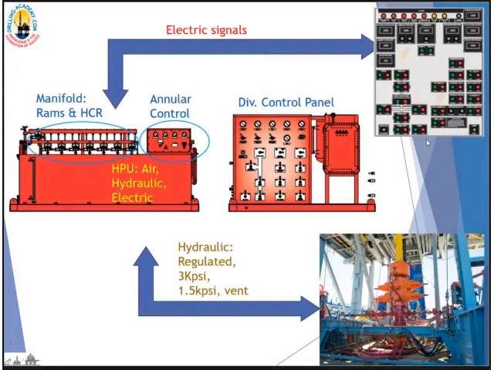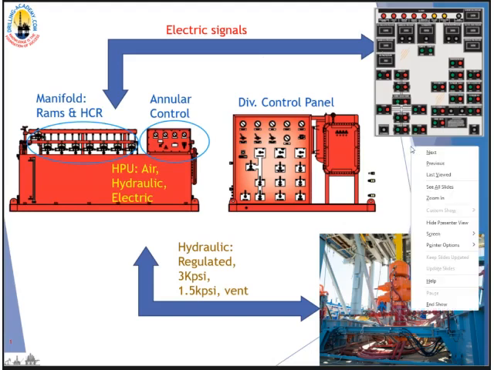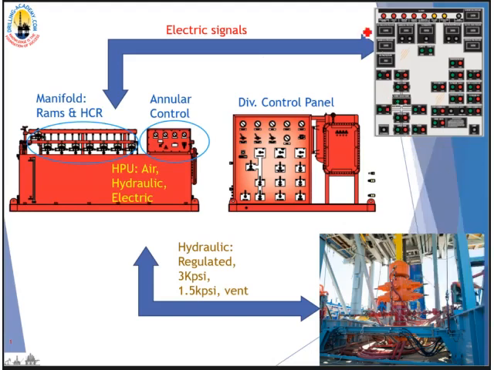This picture here shows you the entire system, how it's made up. There are actually three major parts. The first one is the remote control panel. There are two remote control panels. This is an example, right? One is located in the driller's cabin and one is located in the tool pusher's office.